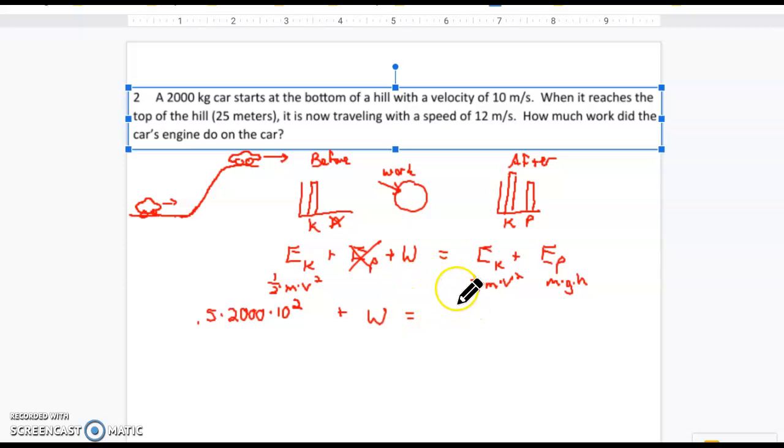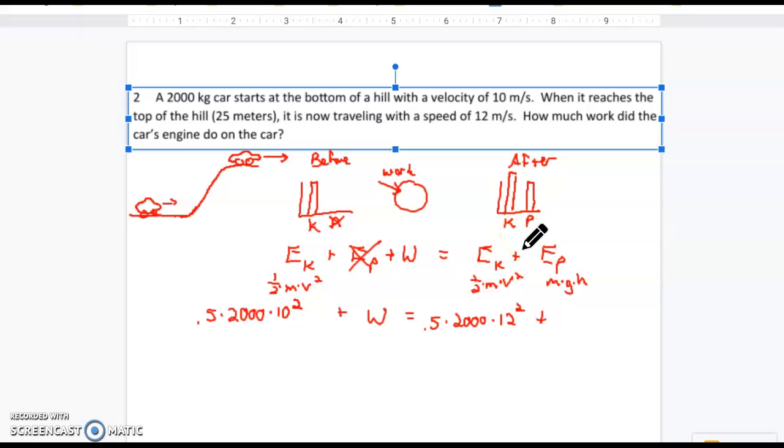And equals our kinetic energy. It's 1/2, so that 0.5, times our mass. And our mass, it's still 2,000 kilograms. Times the velocity squared, but it's not 10 here because now I'm on the after side. I have to look at when the car was up at the top and it had a velocity of 12 meters per second. But I have to remember to square just that piece. And I'm going to keep track of all my other math signs.